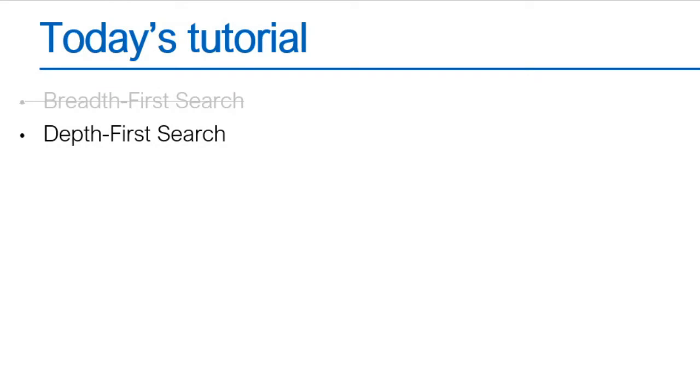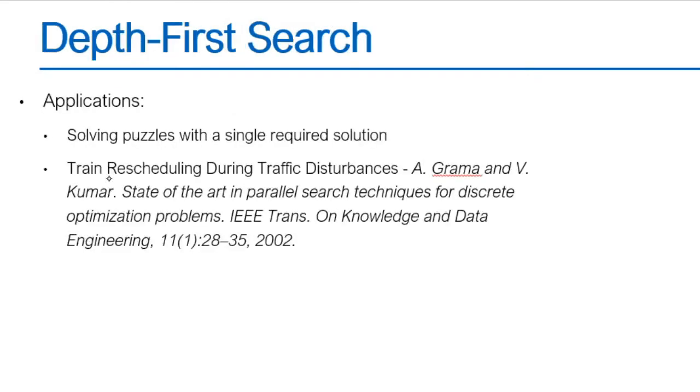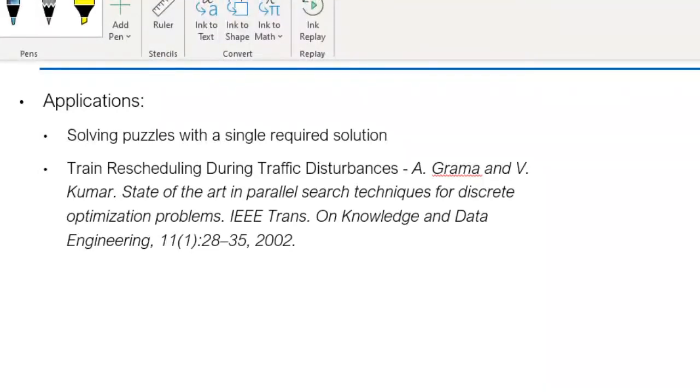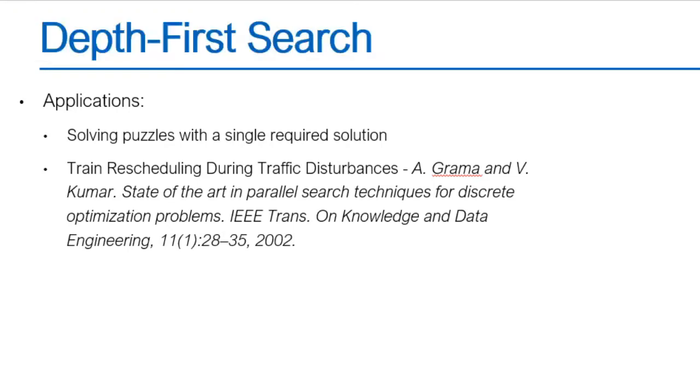Let's now talk about the DFS, starting with some applications. It can also be used for solving puzzles that require a single solution. So for example, while the BFS finds the shortest path between a starting vertex and any other vertex, the DFS does not necessarily find the shortest path, but it finds a solution.